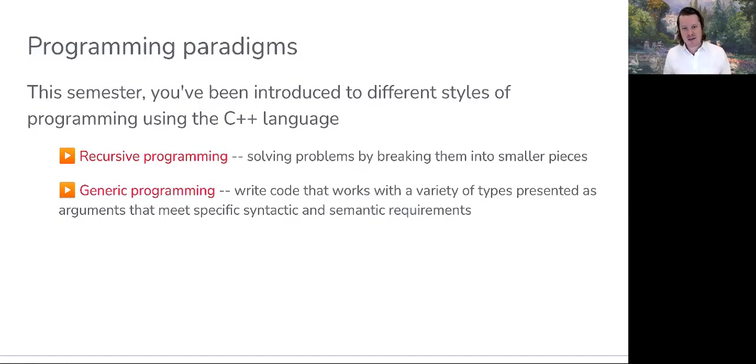Another style that we saw here was generic programming, where we wrote code that worked for a variety of different types presented as arguments that meet specific syntactic and semantic requirements. This was our function templates, where we could leave open the types of the parameters, and as long as they supported the operations within the body of that function, we were able to use that definition with various types, and the compiler would instantiate that function template for various concrete types that were users of it.